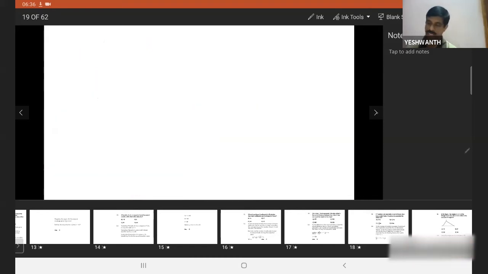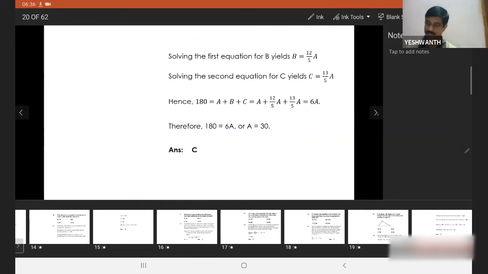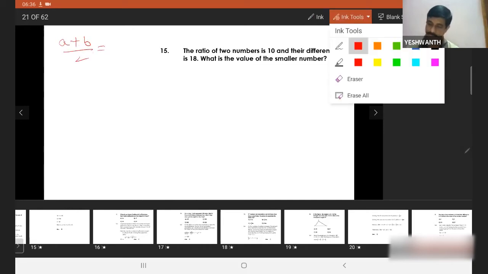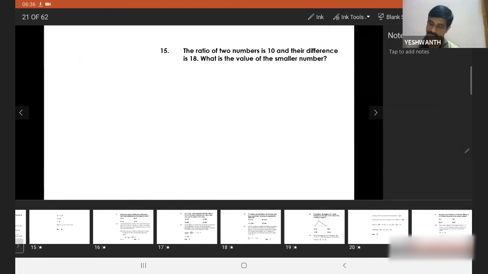So let us go to the next question. The ratio of two numbers is 10. So A by B, sorry, ratio, not average. A by B equal to 10. And their difference is 18. A minus B equal to 18.